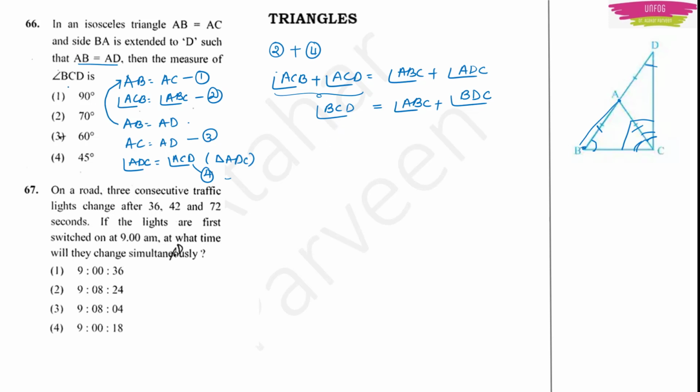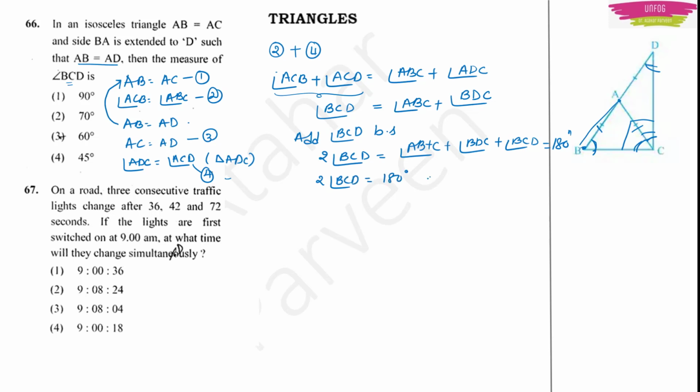Now because we have to find angle BCD, you add BCD to both sides. With that, what will happen? On the left hand side you will get 2 times angle BCD, and on the right hand side you will get angle ABC plus angle BDC plus angle BCD. These 3 angles are from this one big triangle, and the sum of these angles will be equal to 180 degrees. That's why 2 times angle BCD will be equal to 180 degrees, or angle BCD will be equal to 90 degrees. So your option 1 will be the right answer.